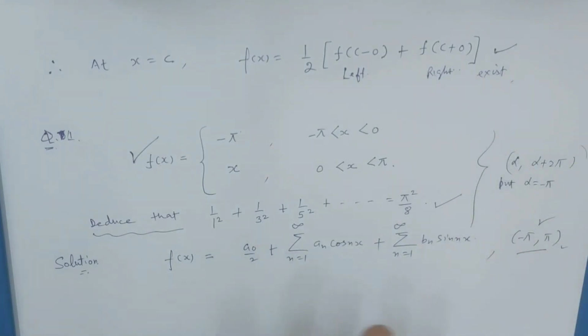So accordingly the Fourier coefficients become a naught, that is equal to 1 by pi.